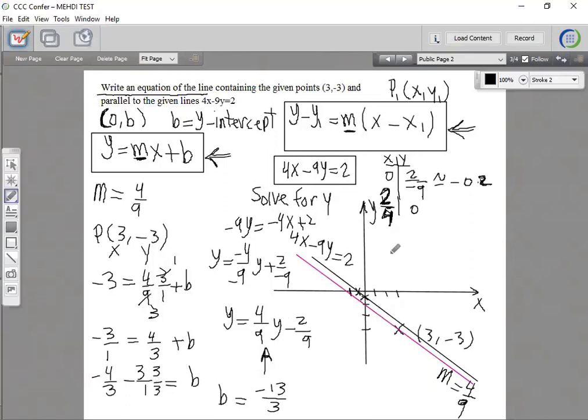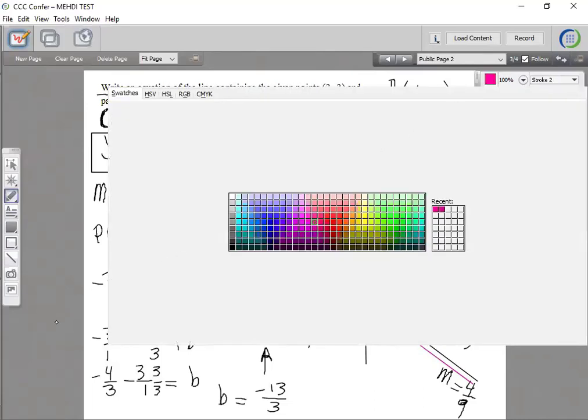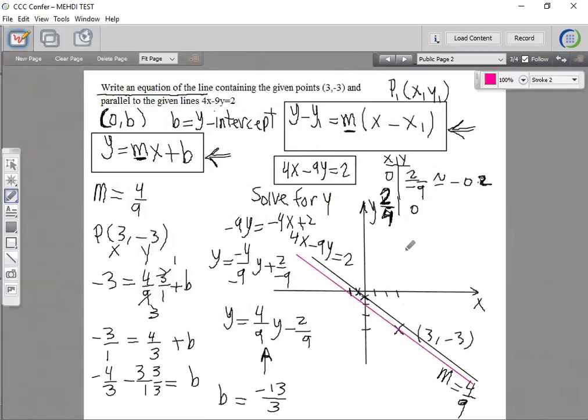Okay, so I'm done. I can write the equation of this red line. I can change the color to show that's the equation of the line that I'm looking for. So let's see. That would be y. The equation of this line would be y is equal to, my m is 4 over 9, 4 over 9x, plus my y-intercept I just found, minus 13 over 3. So this is the equation of this line. The equation of the line that passes through the point and is parallel to that reference line is y is equal to 4 over 9x minus 13 over 3.